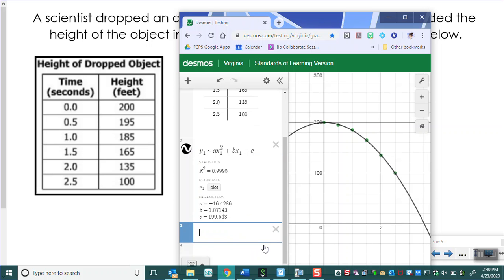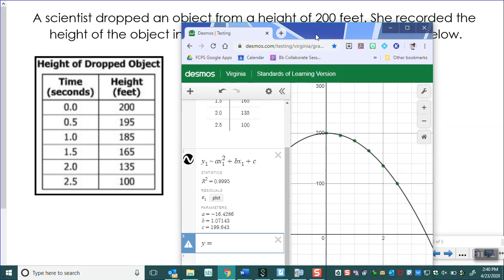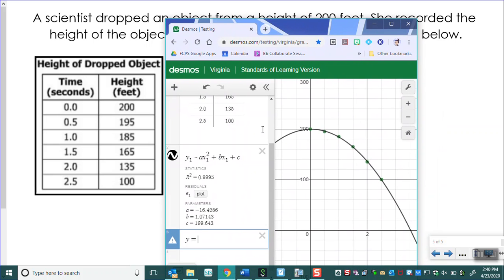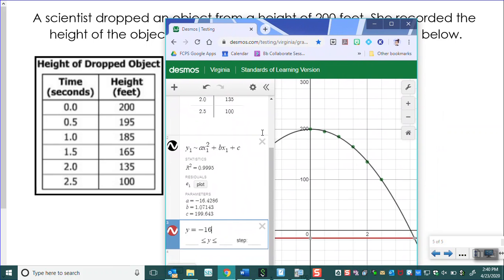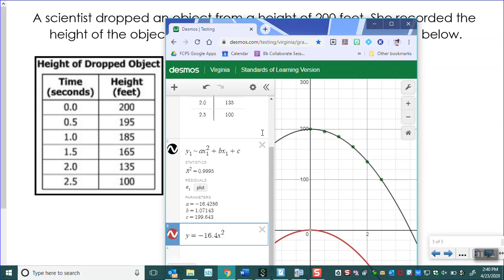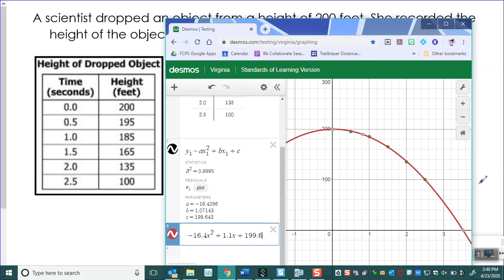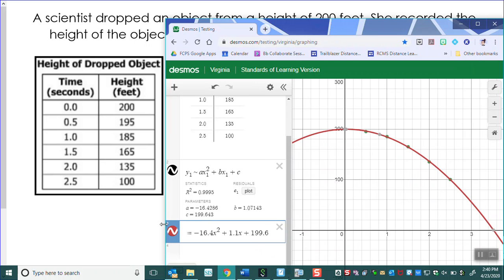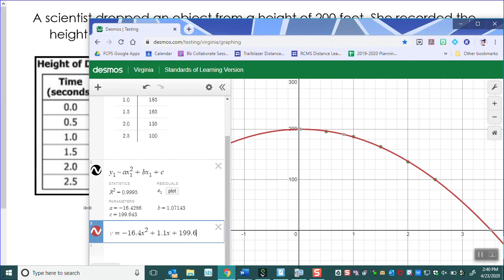So if I were to type my equation here, it would be y equals, and we will round. Do we have directions? No, so we're going to round to the nearest tenth. Negative 16.4x squared plus 1.1x plus 199.6. And we'll see that overlaps pretty closely with what's there, and that's my regression equation. So again, we can widen this out. Go a little wider. There we go. So y equals negative 16.4x squared plus 1.1x plus 199.6.